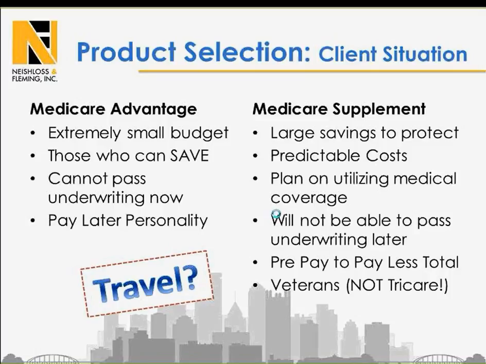Medicare supplements are typically for people who have a large savings to protect. They like predictable costs. They plan on utilizing medical coverage. So those people that were on Medicare and Medicaid that now have a special enrollment period, an initial enrollment period when they turn 65, they should go on a Med Sup, no doubt, because if they had disabilities that put them on that plan prior to 65, odds are they're going to need it after. So that would be the people that would not be able to pass underwriting later. And then, of course, people who would like to prepay so that they pay less in total.